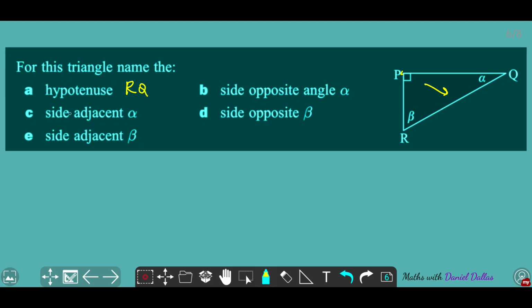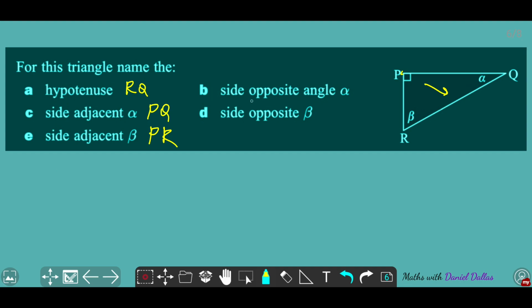Alright. Next, side adjacent to alpha. It's a part of the angle alpha. Angle alpha is PQR, so PQ obviously is the adjacent side. Next, side adjacent to beta. Obviously, it's again part of the angle beta. It's PR. Next one. Oh, I'm not answering in the right order anyway.